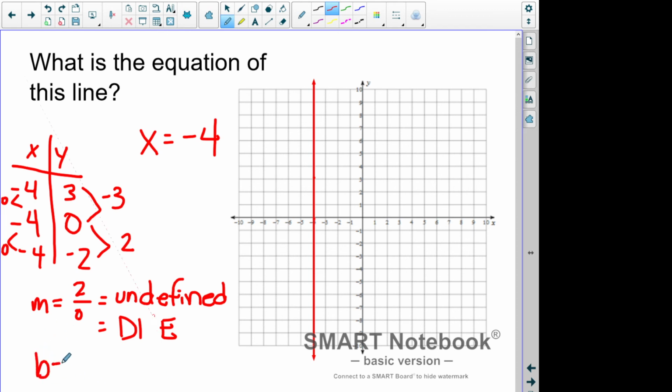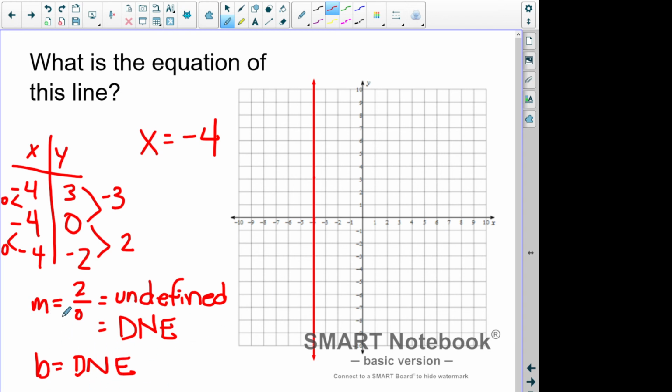If we look at our b value, well, the b value represents where the line crosses the y-axis. Well, this line doesn't cross the y-axis. It's actually parallel to the y-axis. So it's never going to cross the y-axis. So we would say here that this also does not exist. It's not 0, right? It doesn't cross the y-axis at 0. It just doesn't cross it.